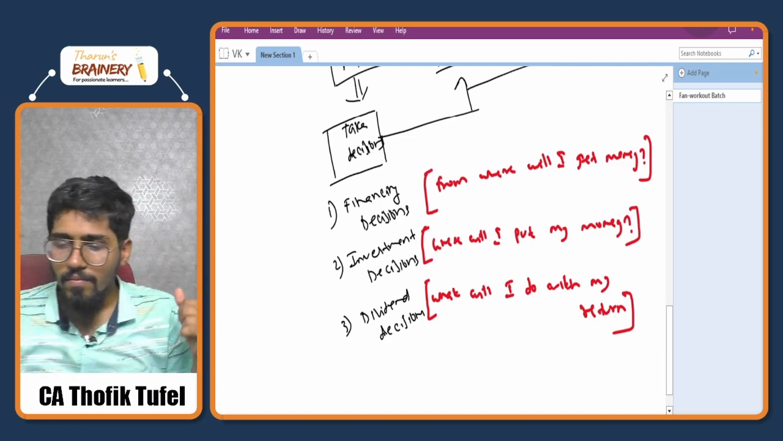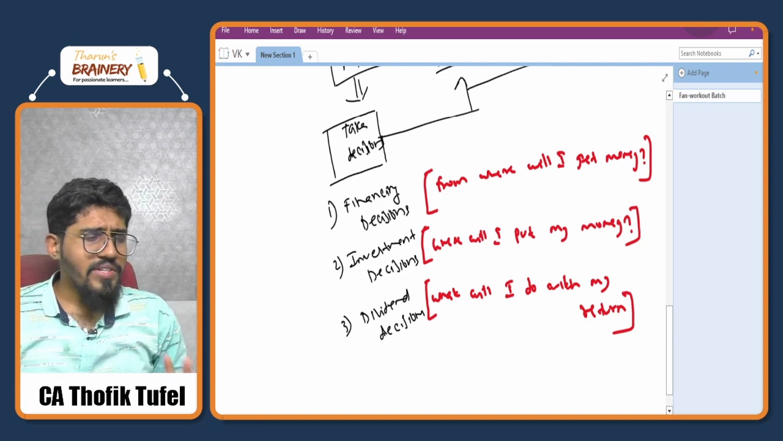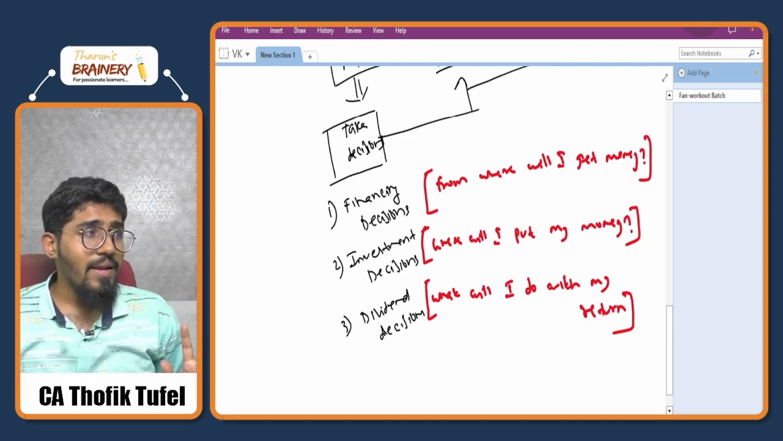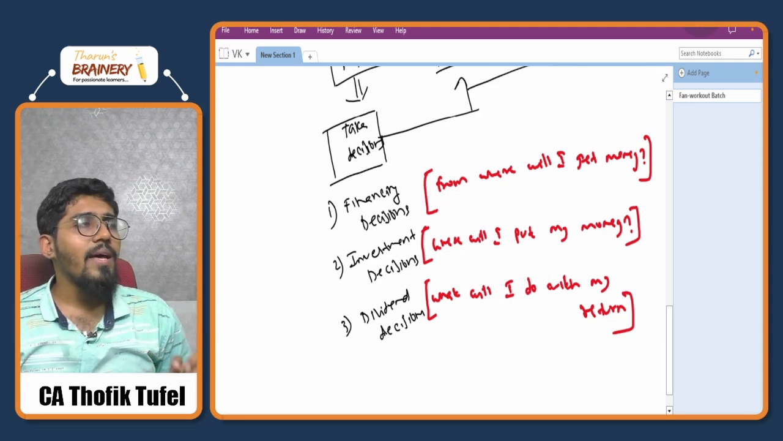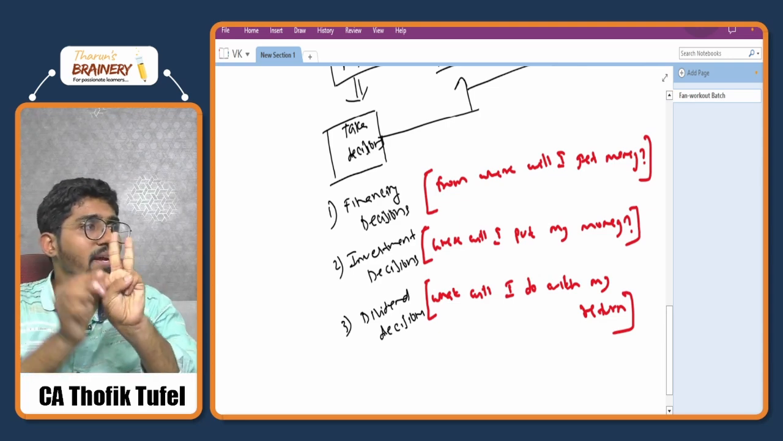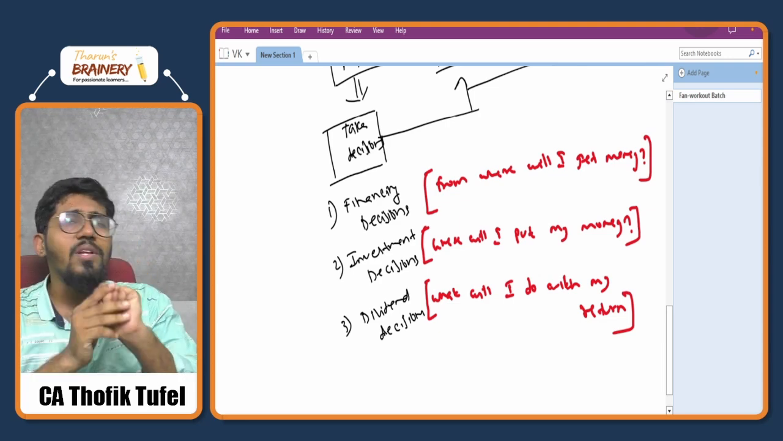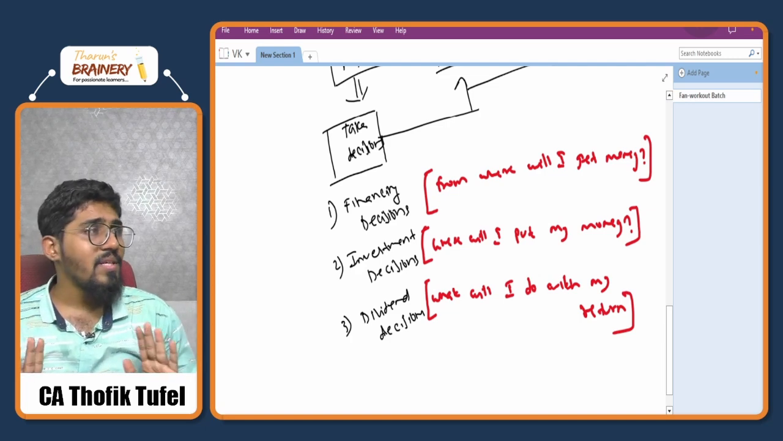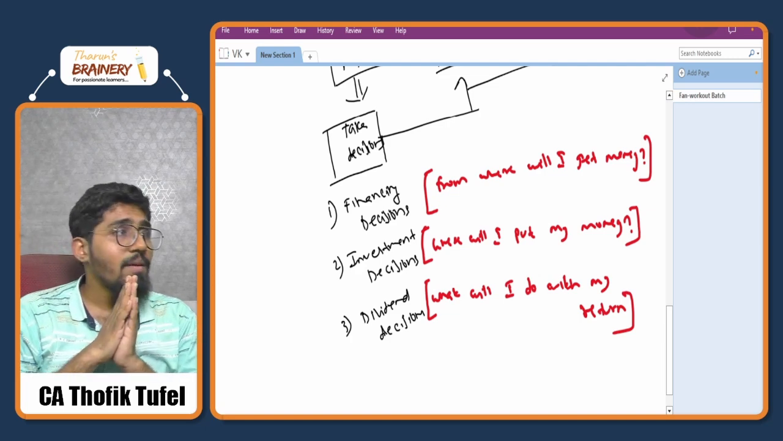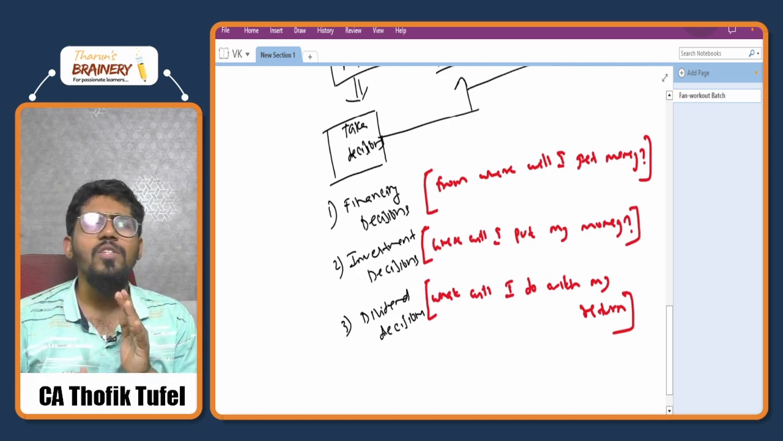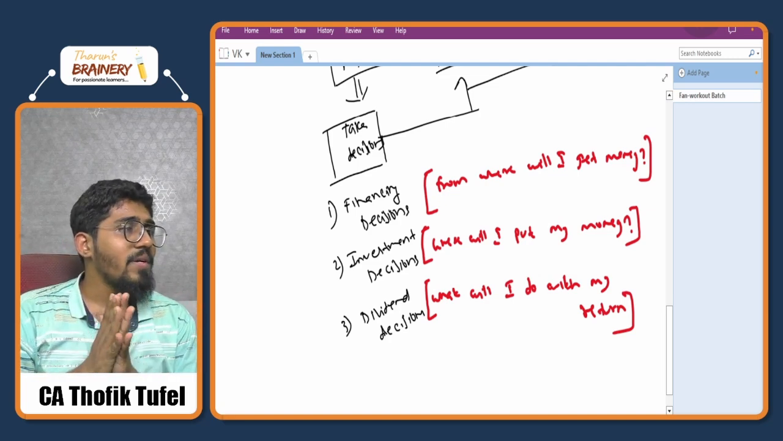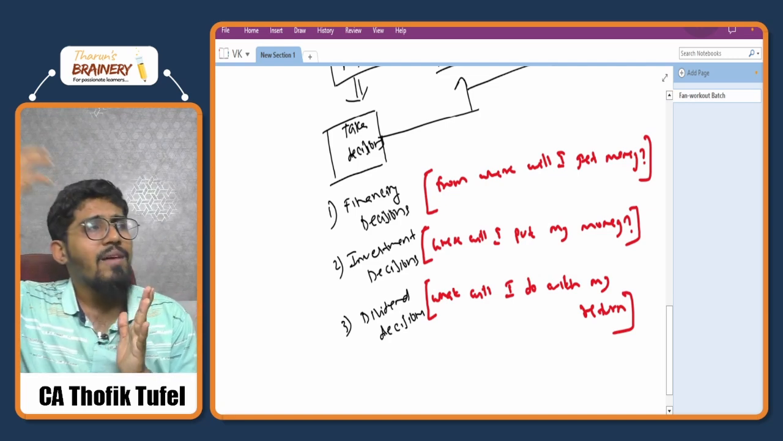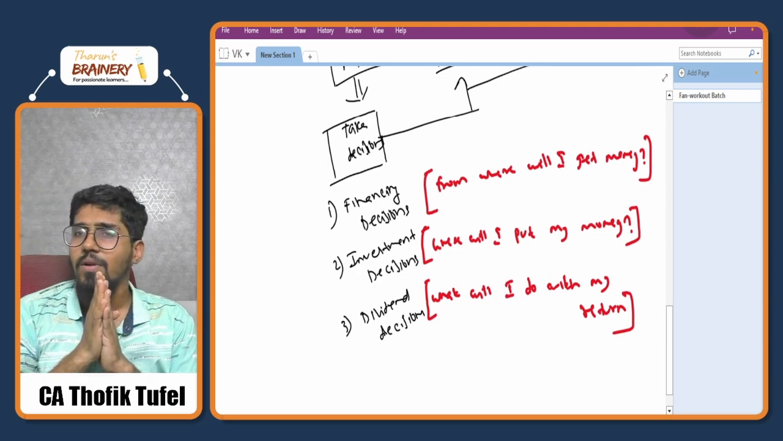So financial management is concerned with taking decisions, and we have three types of decisions: financing decision, investment decision, and dividend decision. These are the three types of decisions that I'm going to take. Next, whenever you're taking any decision, you will have some objective in your mind, correct or not?